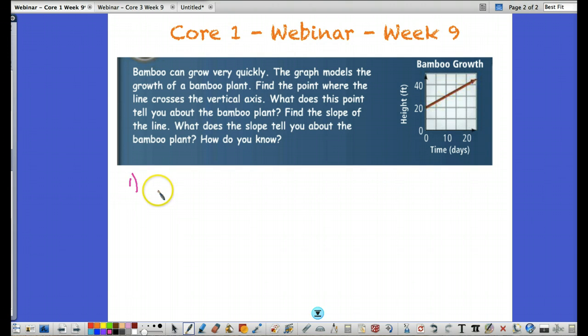Okay. So while you guys are finishing, the point where the line crosses the vertical axes, that is your y-intercept, right? So the y-intercept is where the line crosses, which is right here. I'm going to make a point there in pink, where it crosses the vertical axes.